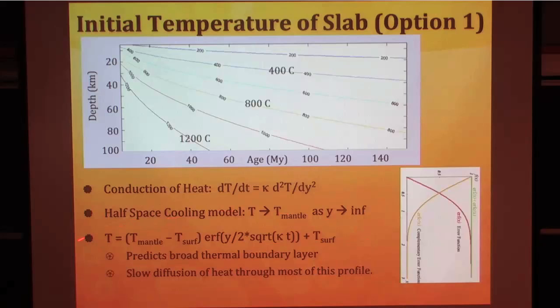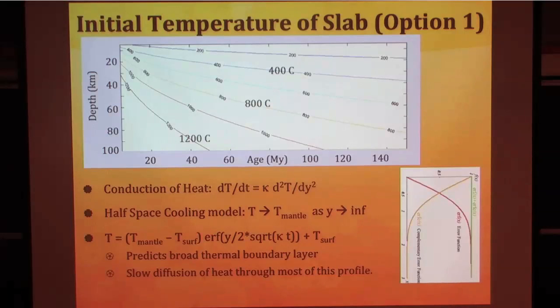And you get this equation for the temperature as a function of depth, y, and as a function of time. Age you can translate into distance from the ridge if you know your spreading rate. What this temperature depends on is the difference between the surface temperature and the mantle temperature, and this error function, which depends on the square root of the thermal diffusivity and the age, and then how deep you are. And then you normalize this, you add in the surface temperature at the top.